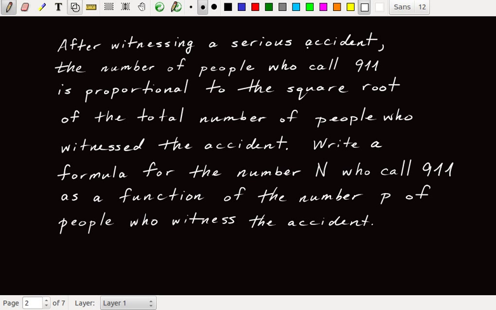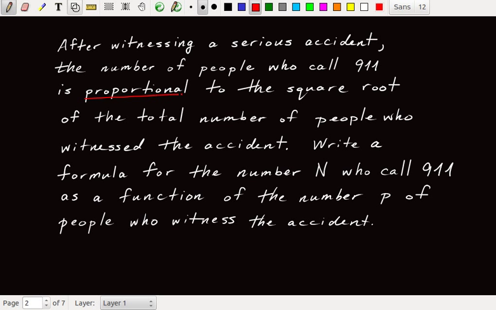After witnessing a serious accident, the number of people who call 911 is proportional to the square root of the total number of people who witnessed the accident. Write a formula for the number n who call 911 as a function of the number p of people who witnessed the accident. Okay, so let's look for some keywords here.